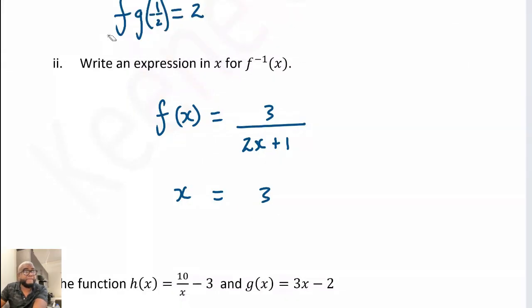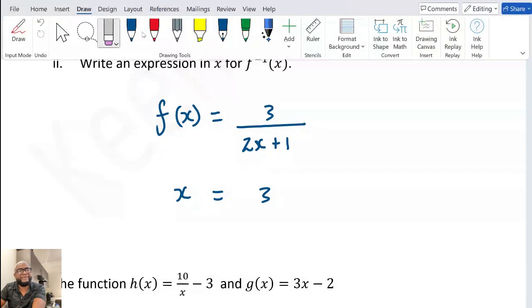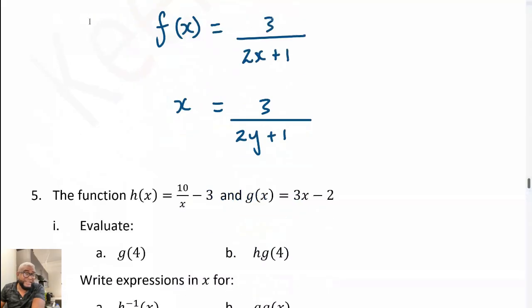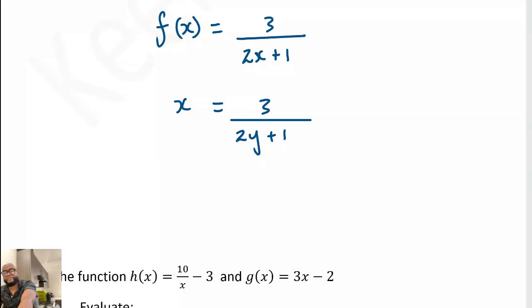There we go. It'll be this over 2y plus 1. Now, what's the next step? Make y the subject. Right. We're going to make y the subject.